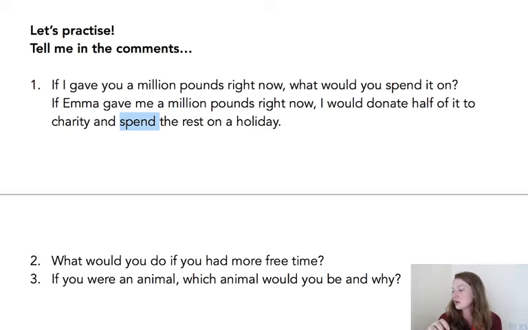I would buy a new car, says Hussein. I would travel the world, says Adriana. If I had £1 million right now, I would buy a house, says Ali. If I had more free time, or I'm likely to donate. Sorry, I'm mixing 2 comments there. The comments are moving quickly. If I had more free time, I would do my hobbies.